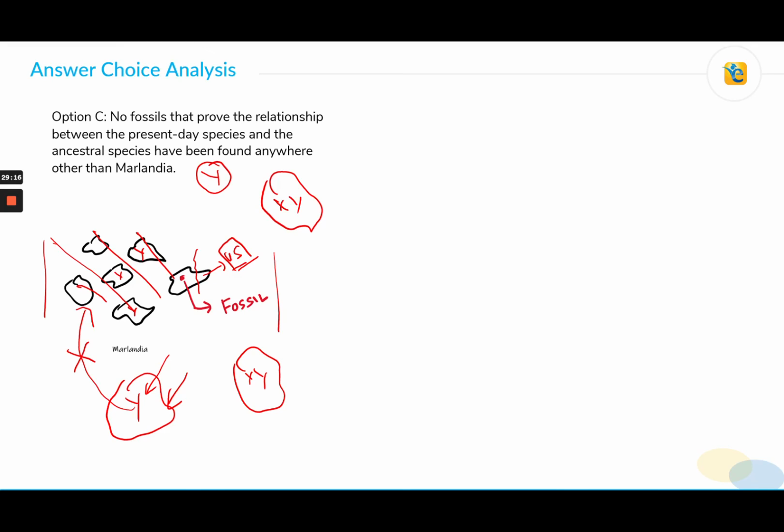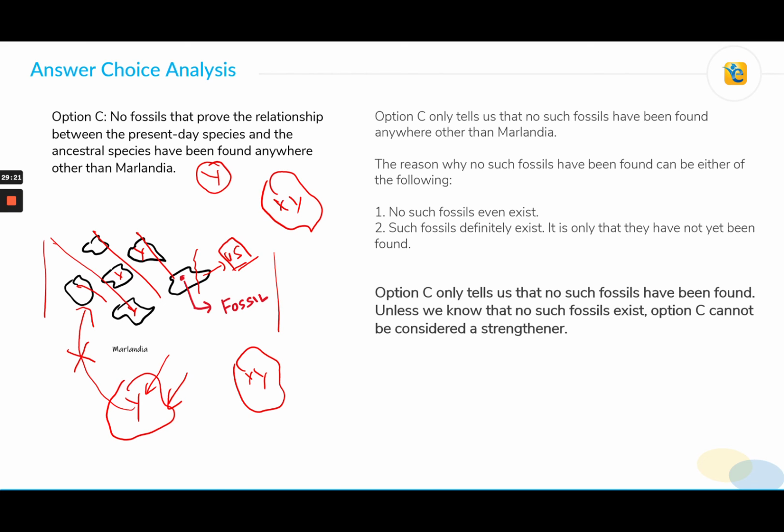Now, the problem with option C is it only tells you that no such fossils have been found. That does not mean that no such fossils exist. In reality, if no such fossils have been found, there are two possibilities, and both are equally probable. You cannot say that one is a more likely scenario. It could be that no such fossils actually exist, in other words, this particular species is only found in Marlandia. Or it could also mean that such fossils definitely exist, it's just that they have not been discovered yet. Remember, these are fossils, it takes time to discover them.